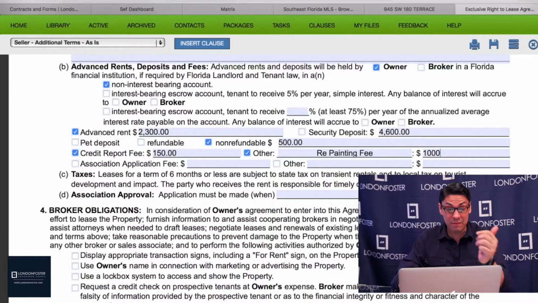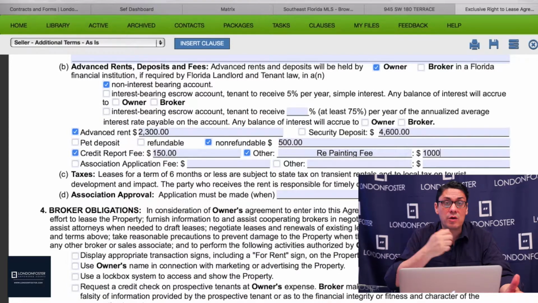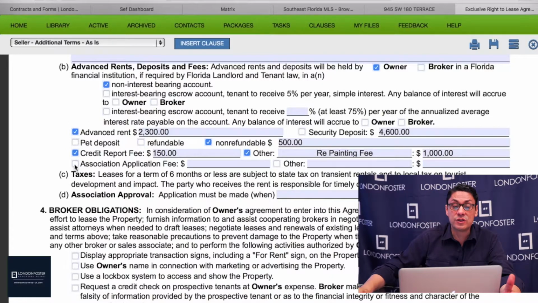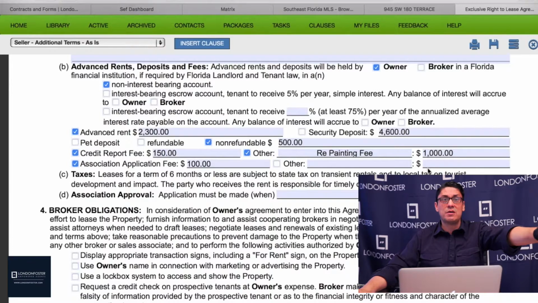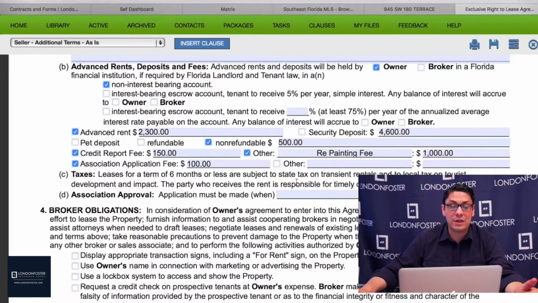So what does that mean? That means that when you go to return the deposit, you're going to return the deposit minus those $1,000 that you are withholding. If there's an association and they require an application fee, you want to make sure that you specify that also. And if there are any other additional fees, I've seen some owners charge a $75 fee to have the water connected under their name. So basically they're holding like a $75 deposit that is non-refundable, and they say, listen, I'll keep the water under my name, you just pay the bill, but if for any reason you haven't paid the bill, then I'm going to take it out of there.